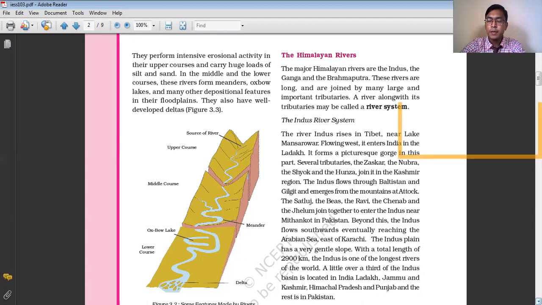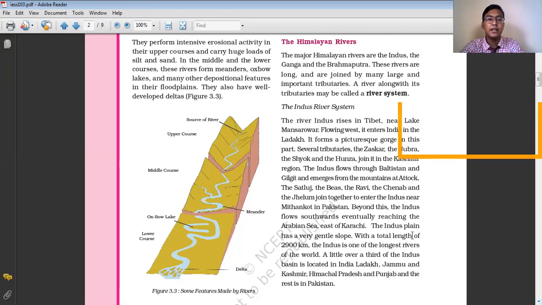So the course of the Himalayan rivers has been mainly divided into three sections: the upper course, the middle course, and the lower course.